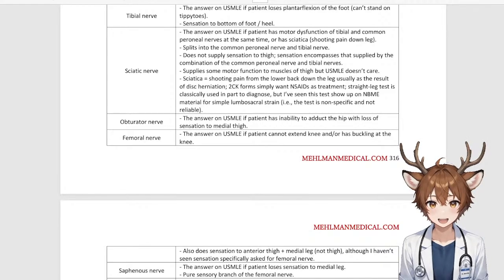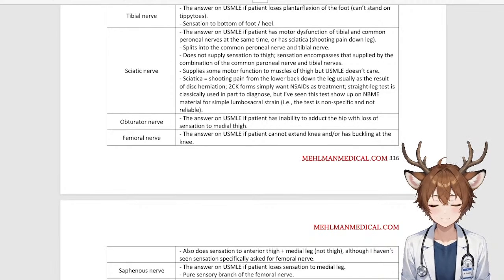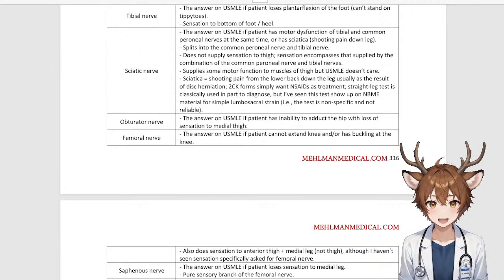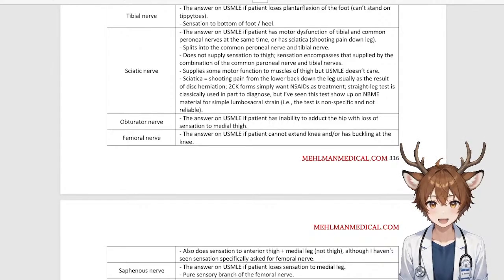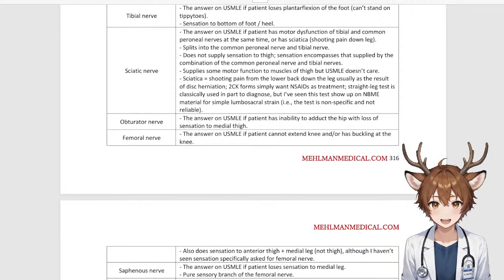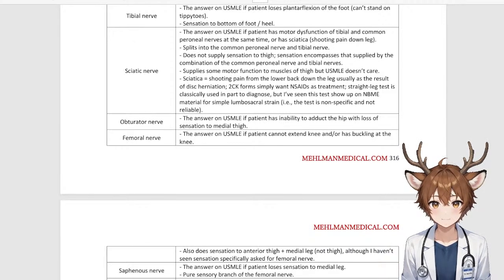So bear that in mind. When they say extension of the knee, they mean making your knee upright. When you're standing up, your knees are extended because they need to be upright for you to stand. You see what I'm saying? So femoral nerve is involved in knee extension, and so there's also a limitation on being able to do that, as well as buckling at the knee.